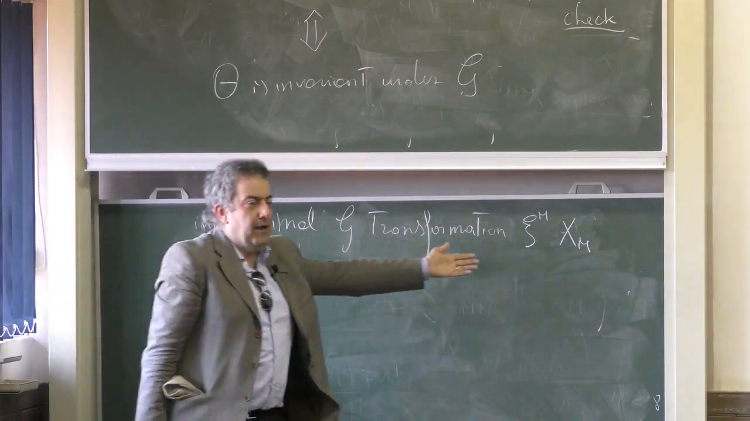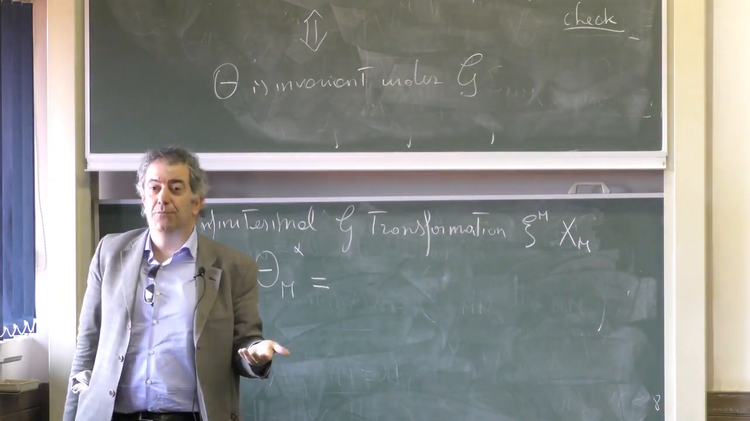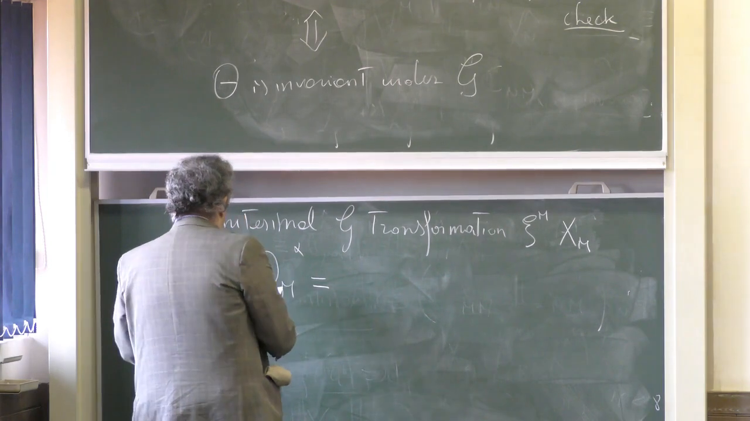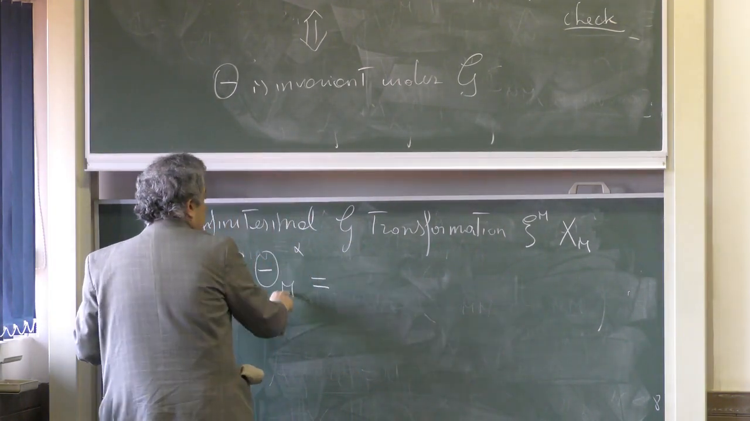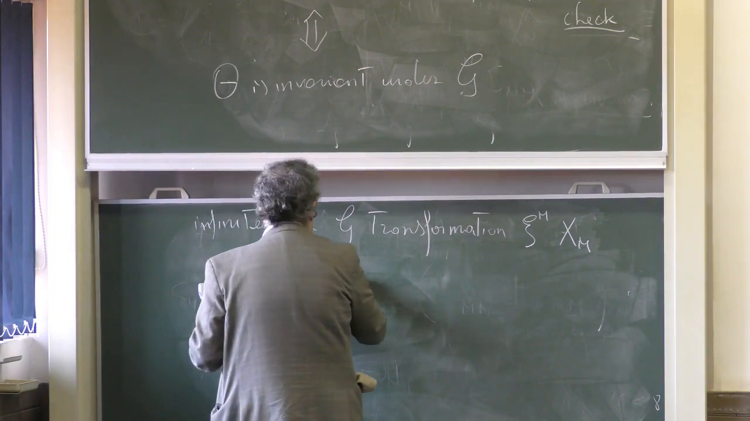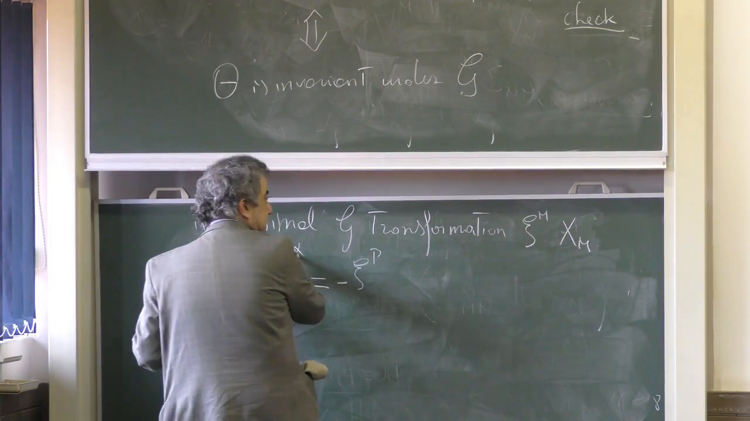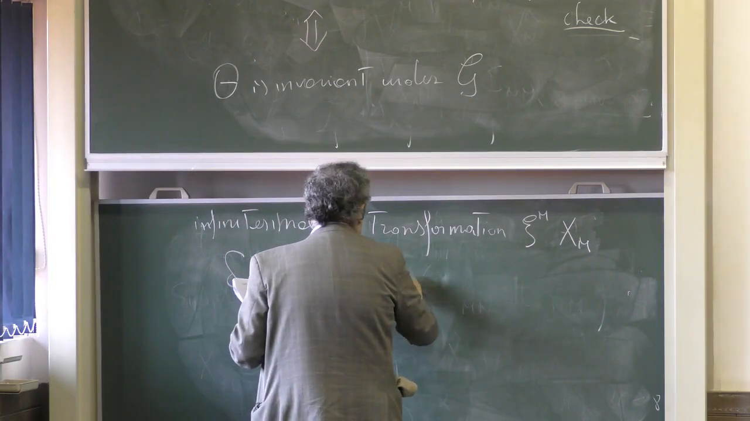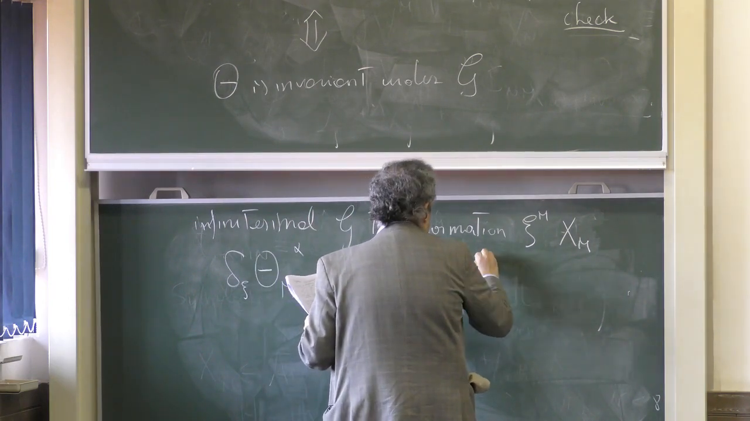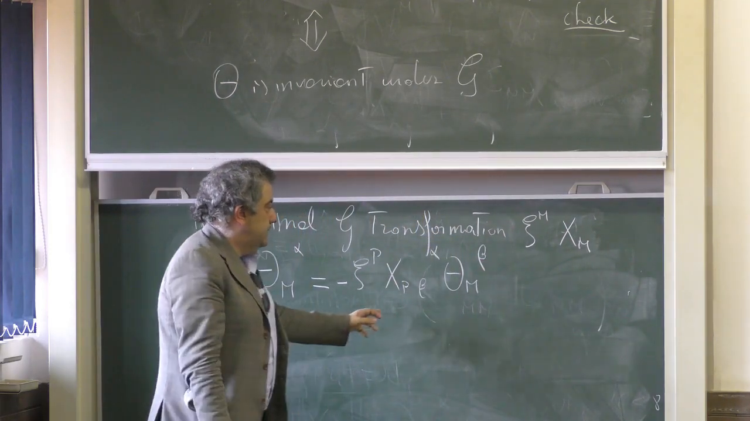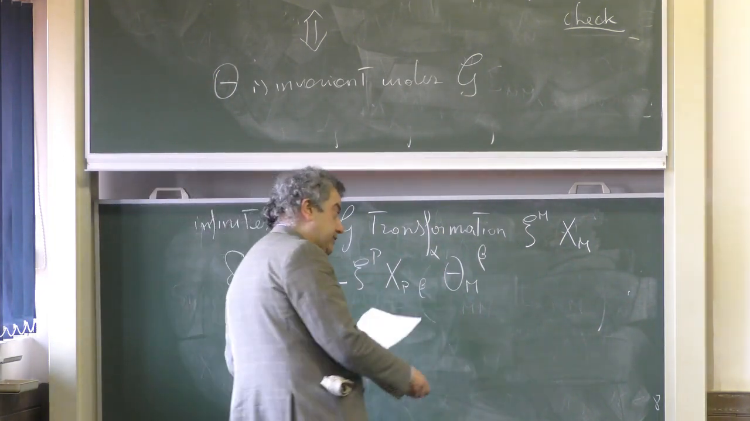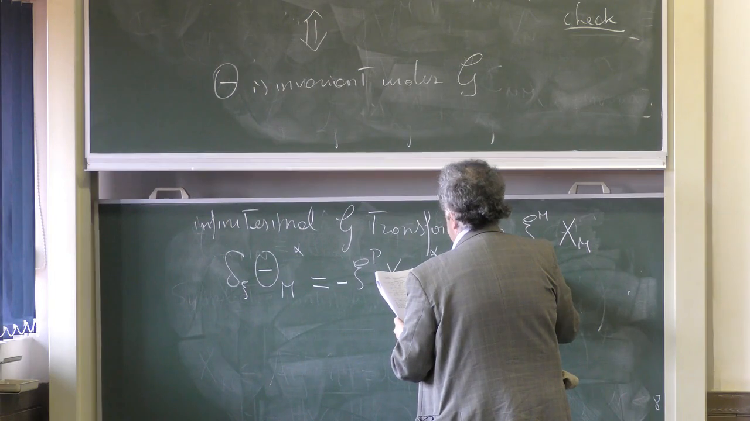I know how to act by means of this on theta because theta is a G covariant object, so it's covariant with respect to any subgroup, including the gauge group. Okay? So I have to act on these two indices. I first act on the first index, and what I get is minus psi^P, X_P beta alpha, times theta_M beta. You see, I'm transforming the first index, which is a contravariant index, in the adjoint representation.